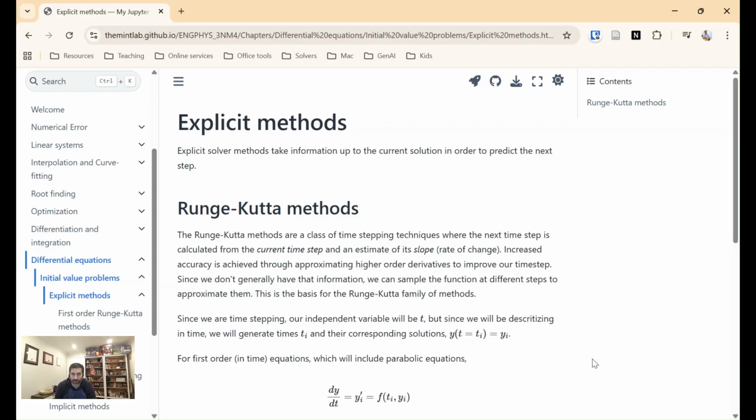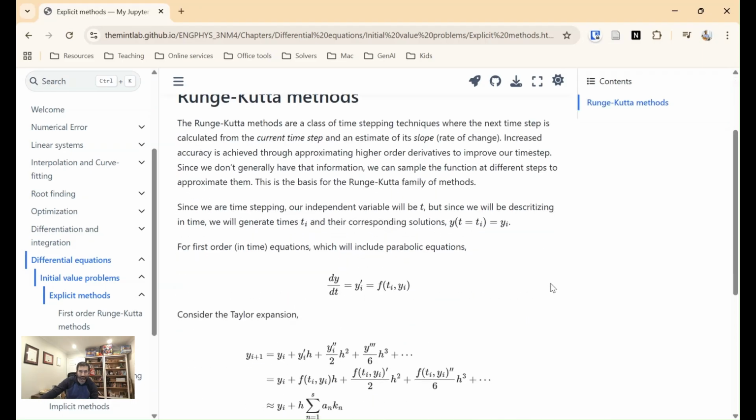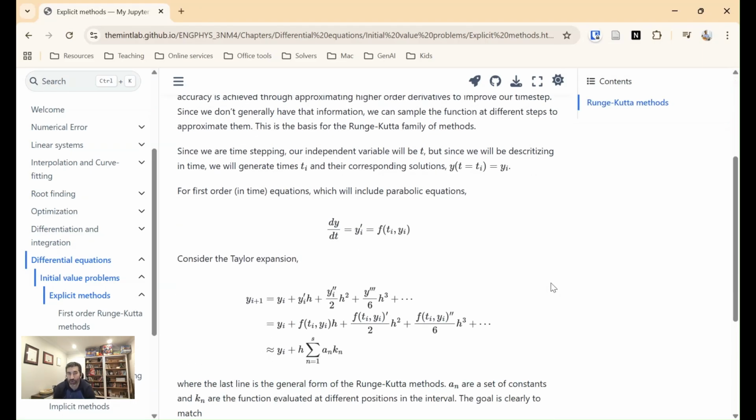Now, since our independent variable will be t, for time, and since we'll be discretizing in time, what we're going to do is generate lists of times, right? So t1, 2, 3, 4, 5, 6, 7, 8, 9, 10. And then we're going to have solutions y at t1, y at t2, y at t3, but I got tired of putting brackets and I don't think that's very useful. So instead, we're just going to use this notation where y sub i refers to whatever time step is also indexed like that.